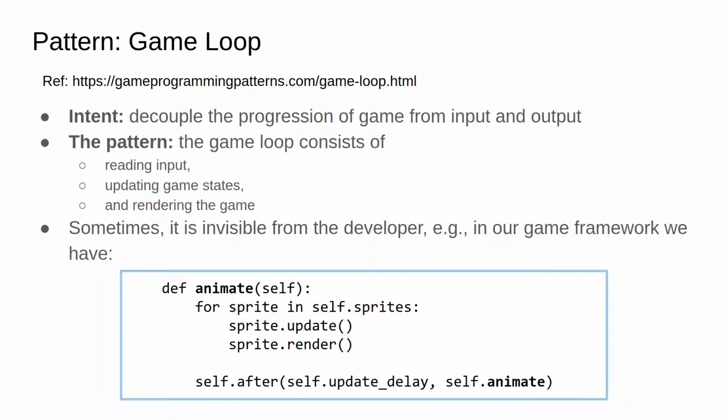So if you don't organize your game into a set of objects and do the game loop like this, it would become extremely difficult to deal with when you have many objects. Okay, so this is the pattern. The problem that it tried to solve is to organize the input, output, and state update of the game.